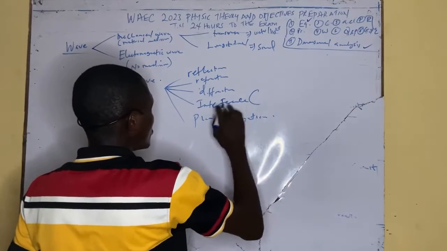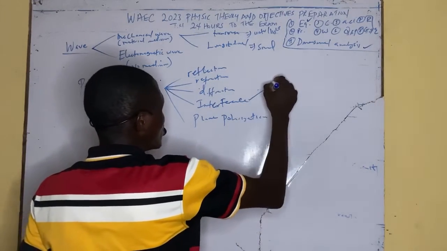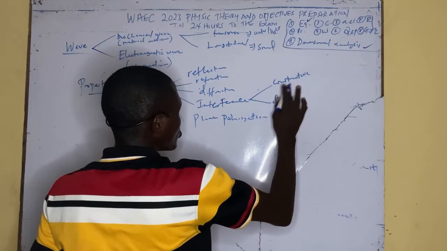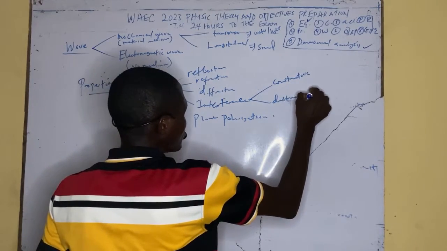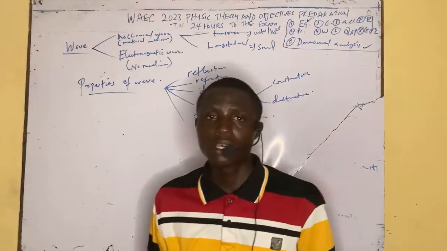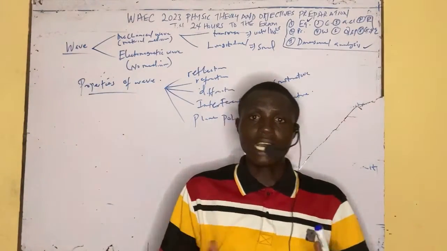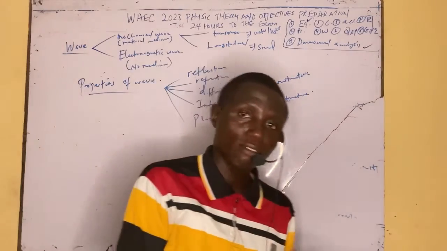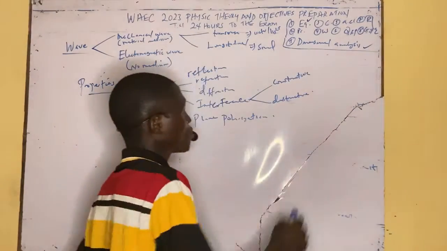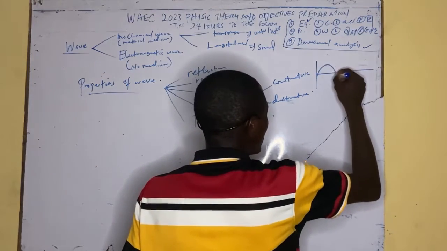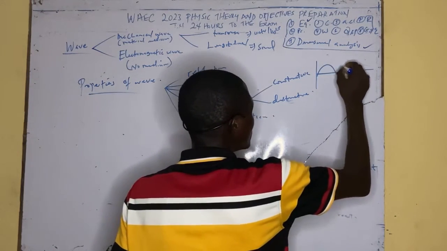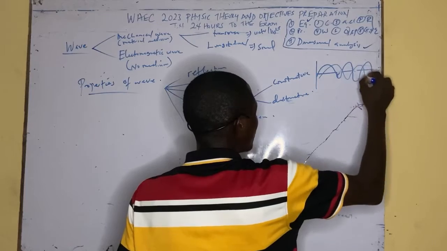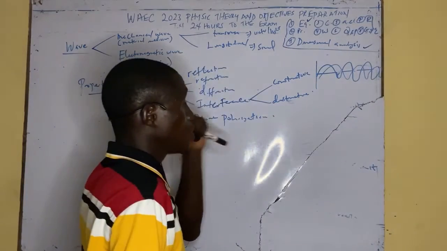We have the interference, which has to be constructive interference and destructive. What does it mean by constructive and destructive interference? Interference is when two waves moving at the same frequency are superimposed. They are constructive interference when they are moving in the same direction and they reinforce each other. So these are called constructive interference.